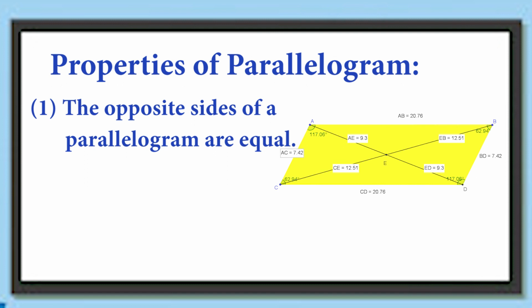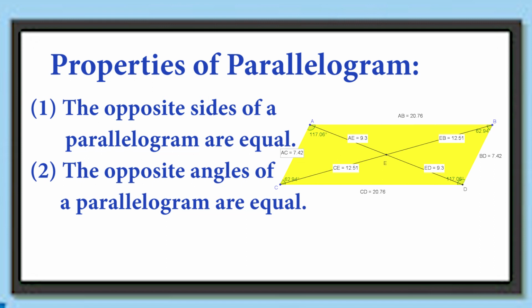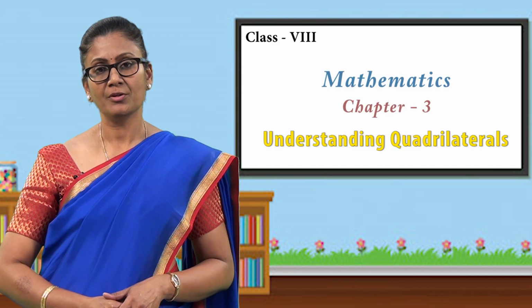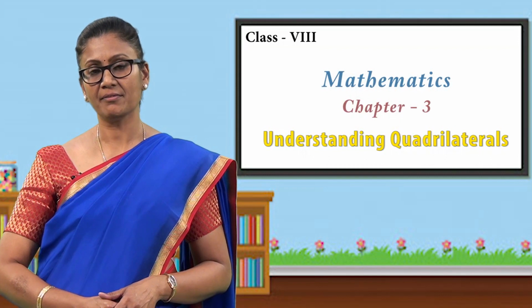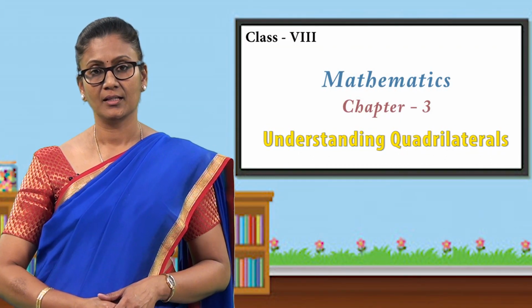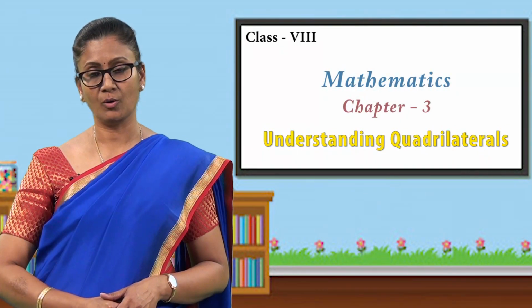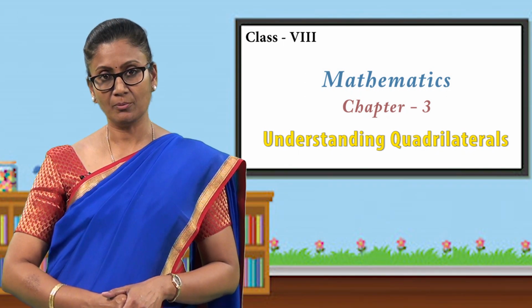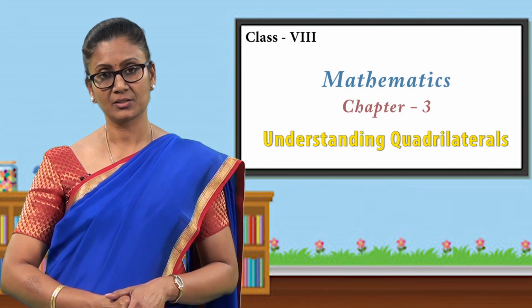The opposite sides of a parallelogram are equal. The opposite angles of a parallelogram are equal. The diagonals of a parallelogram bisect each other. Now we are going to discuss some special varieties of parallelograms. The first one in this list is a rhombus. Now let's watch this video to construct a rhombus and also verify its properties.